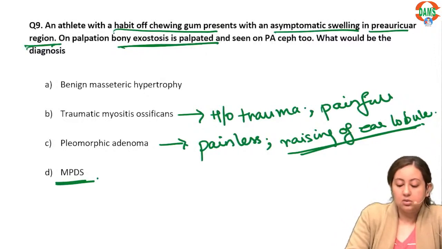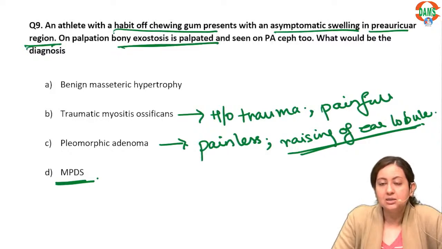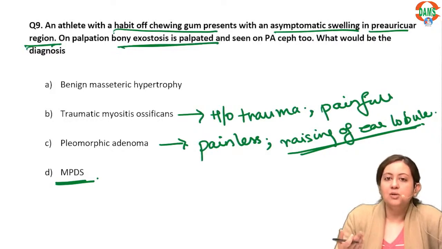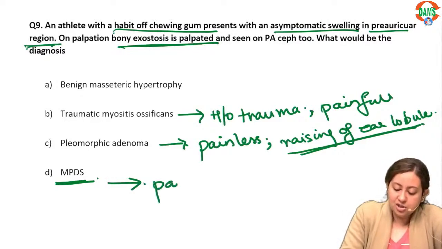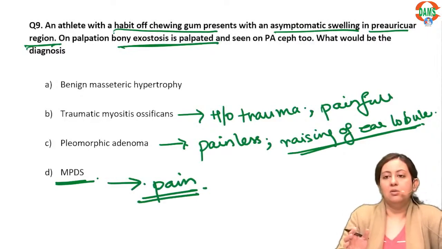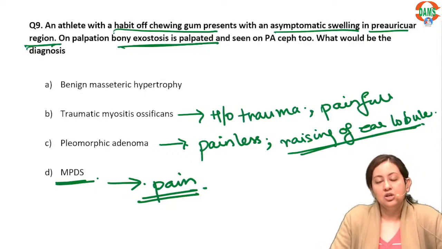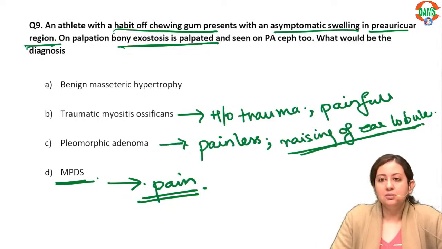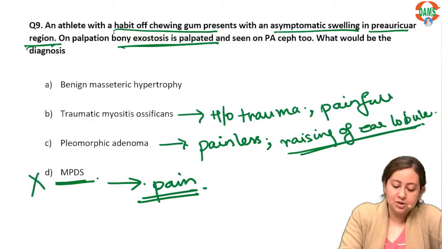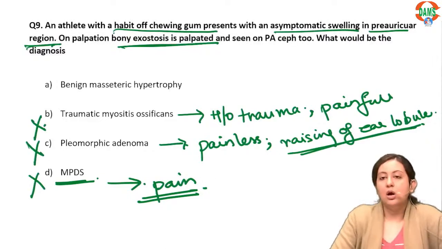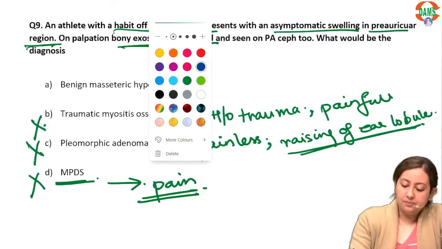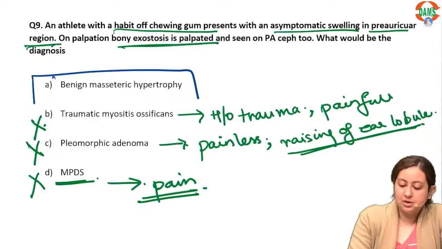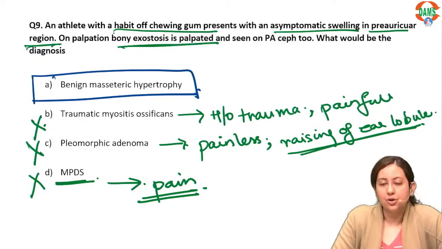Now coming to option D, that is MPDS, myofascial pain dysfunction syndrome. The condition itself mentions pain in its name, so again, this is a symptom. So this option also has been ruled out. We have ruled out options B, C and D, and the answer becomes benign masseteric hypertrophy.